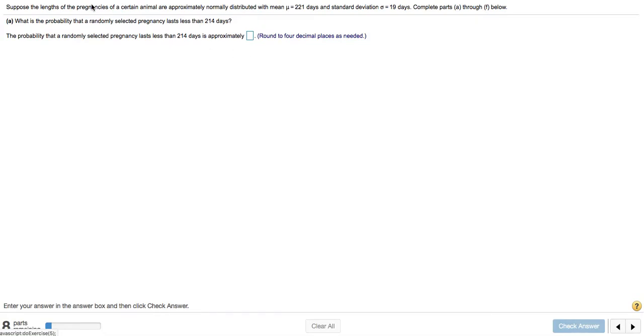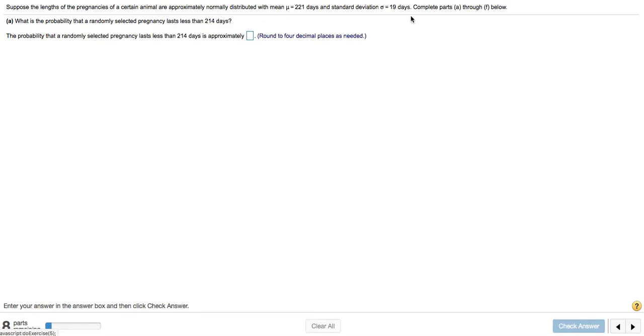Suppose the lengths of pregnancies of a certain animal are approximately normally distributed with a mean of 221 days and a standard deviation of 19 days. The first part of this question says, what is the probability that a randomly selected pregnancy lasts less than 214 days? Because we're told that the original distribution is approximately normal, we can answer this using the normal calculator within StatCrunch.